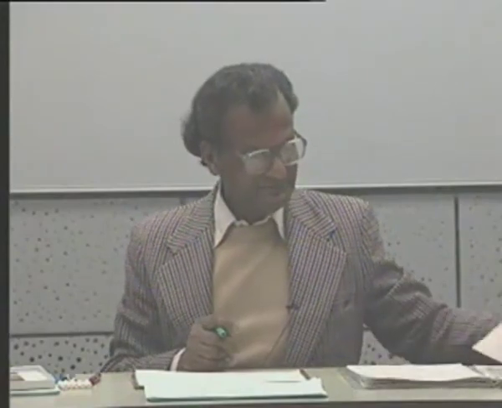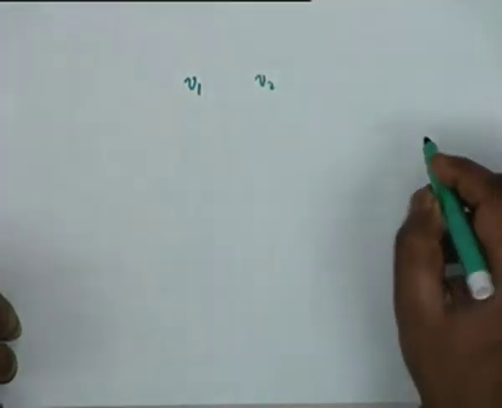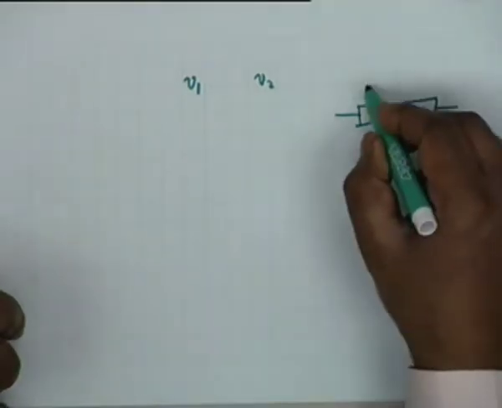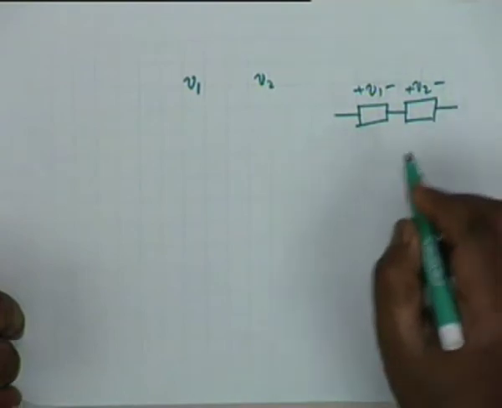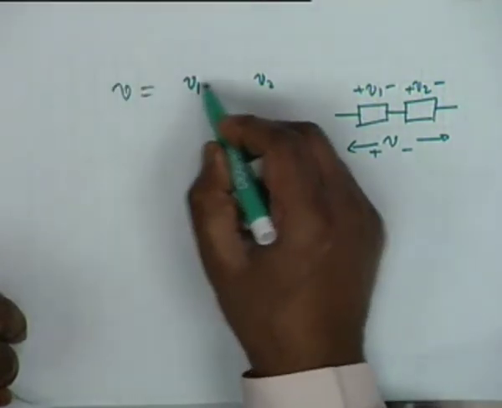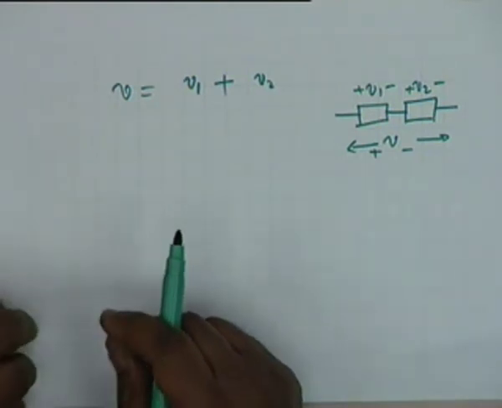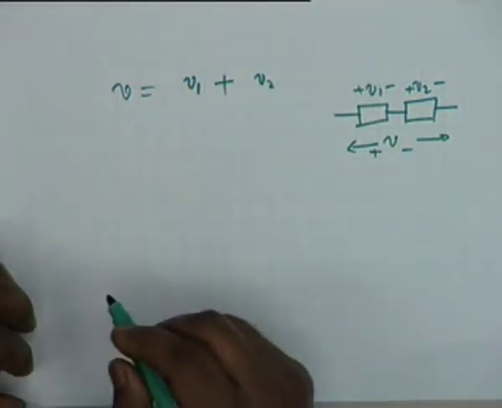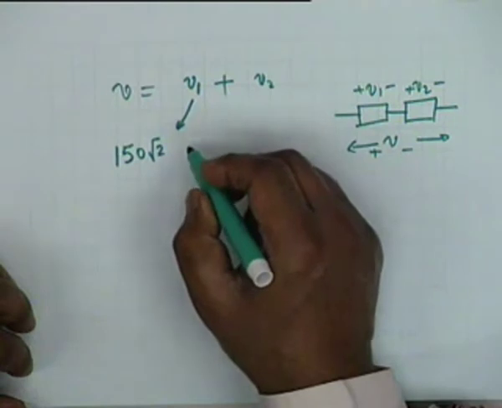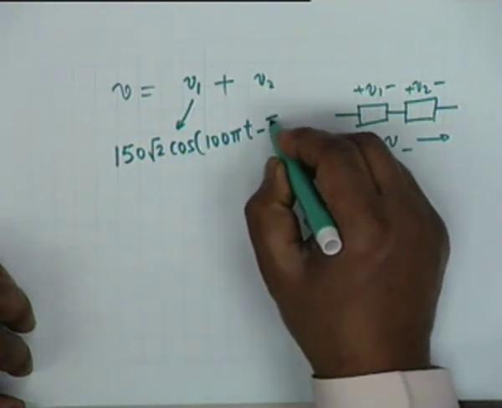Suppose we have two voltages, let's say V1 and V2, which occur across, let's say, a series combination of two circuit elements. Let's say V1 and this is V2. We have to find the total voltage V. Total voltage V is equal to V1 plus V2. And suppose this is a circuit having a sinusoidal excitation. And suppose the forced responses for V1 and V2, let's say V1 is 150 root 2 cosine of 100 pi t minus pi by 6.